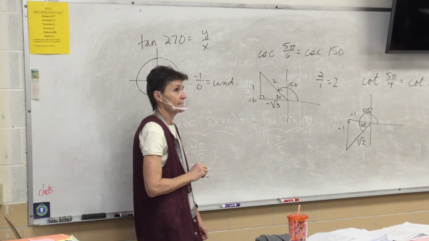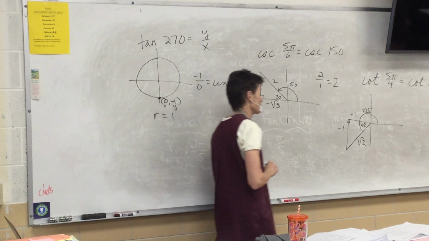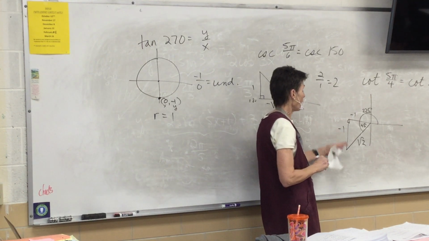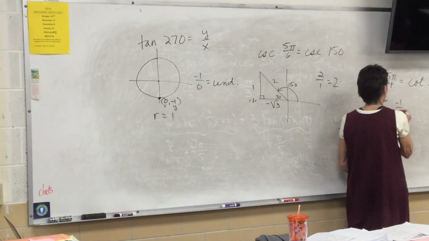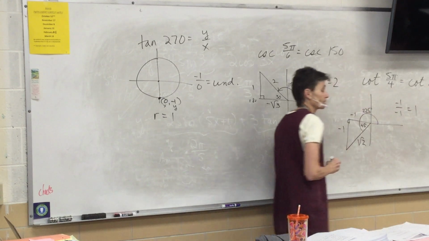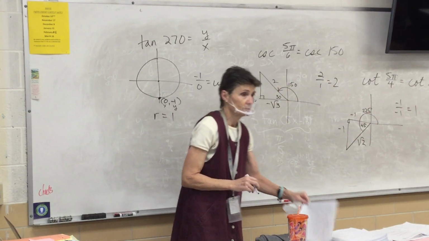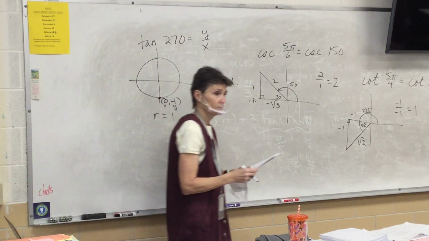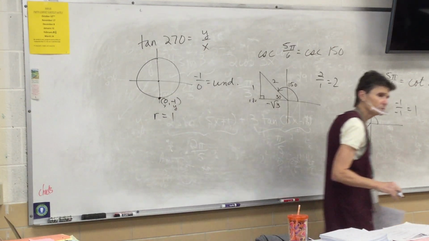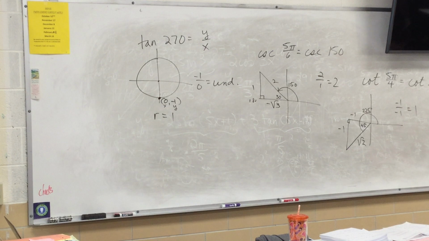Okay? Cotangent is adjacent over opposite, so won't that just be 1? Put that in your backpack. Donovan?